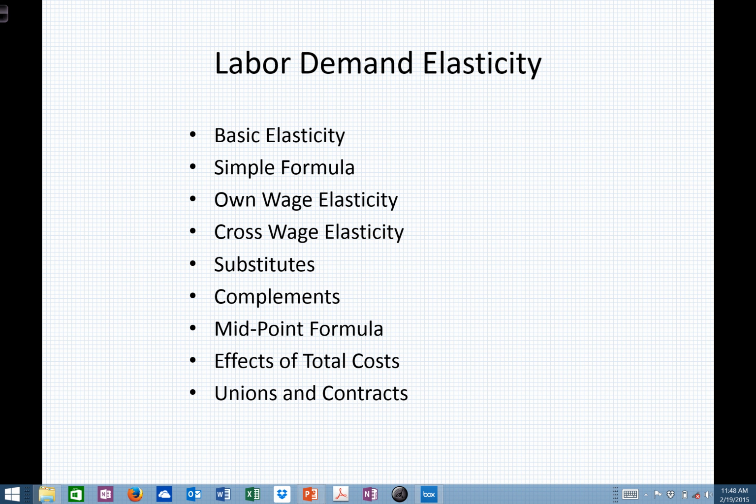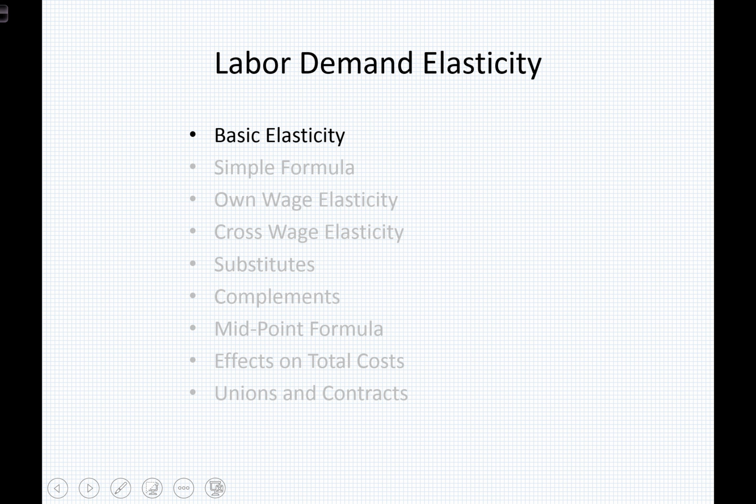We'll also think about what is referred to as an own wage elasticity compared to a cross wage elasticity. We'll think about the presence of substitutes in the labor market versus complements in the labor market. And then we'll look at that second formula, the midpoint formula. It's one of two formulas we'll use, simple and midpoint. And then we'll look at the effects of total cost and elasticity, and we'll look at unions and contracts as they relate to elasticity. So first, let's take a look at the basic elasticity structure.